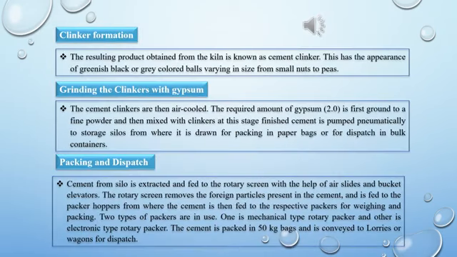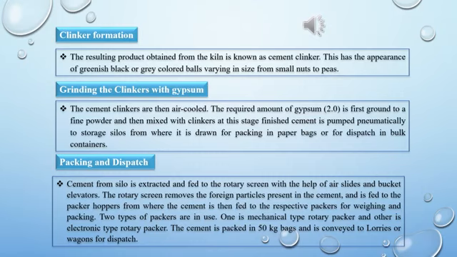Now the next process is clinker formation. The resulting product obtained from the kiln is known as cement clinker. This has the appearance of greenish black or grey colored balls, varying in size from small nuts to peas. Students, the material which is obtained after the cooling from the kiln is known as cement clinker.